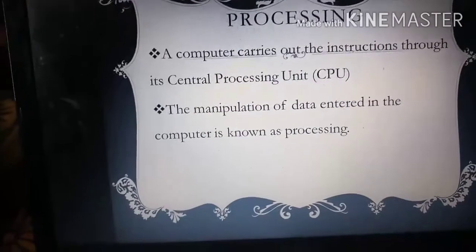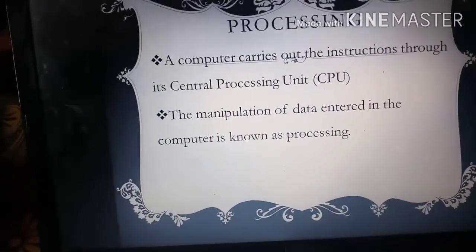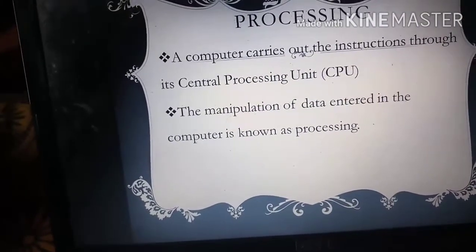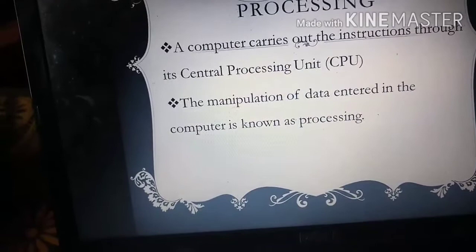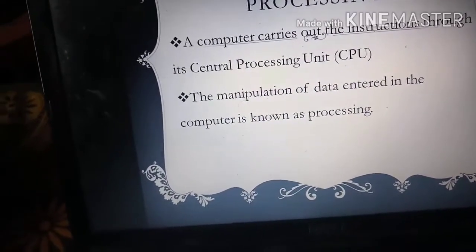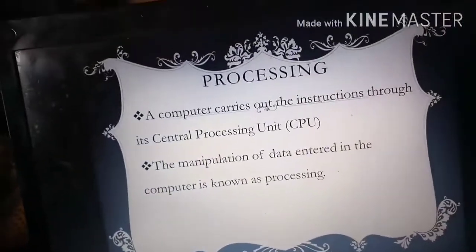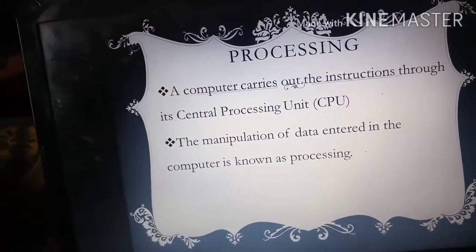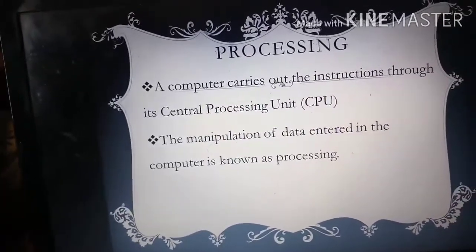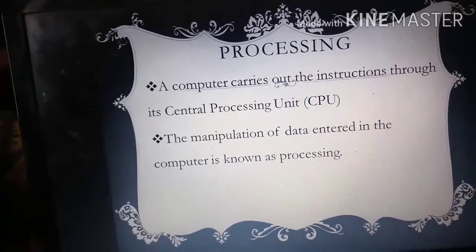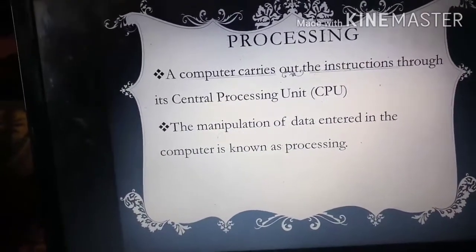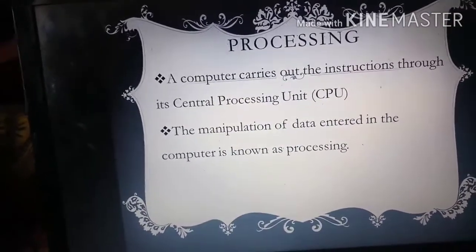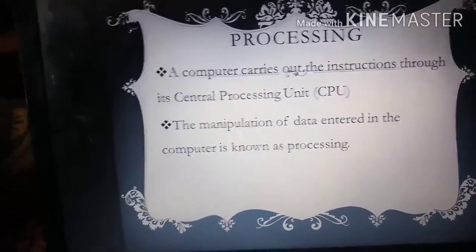So processing: after taking the input, the computer needs to process it. A computer carries out the instructions from different input devices through its CPU, the central processing unit. After taking instructions, it processes and manipulates the data. Manipulation means calculations. When the computer manipulates, processes or calculates the data entered in the computer, this is known as processing. Come to the next.